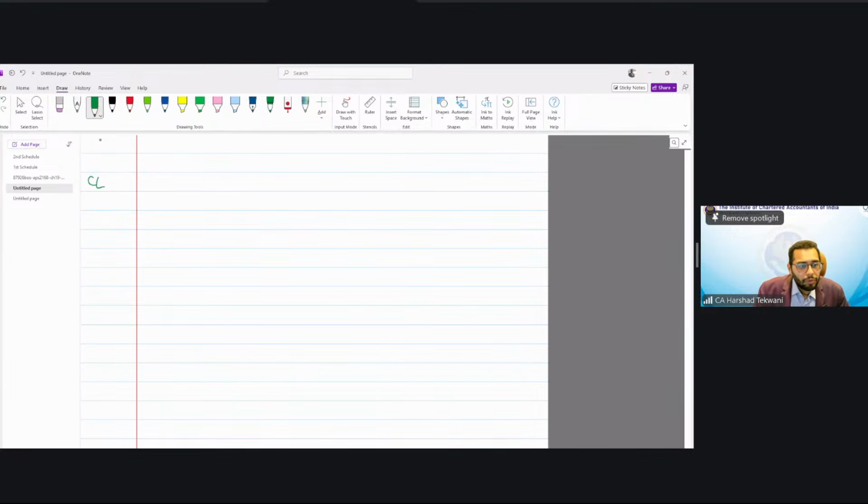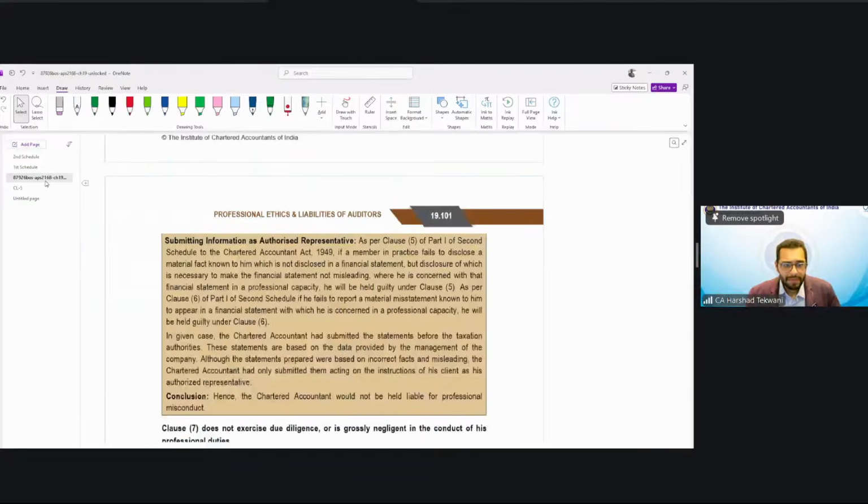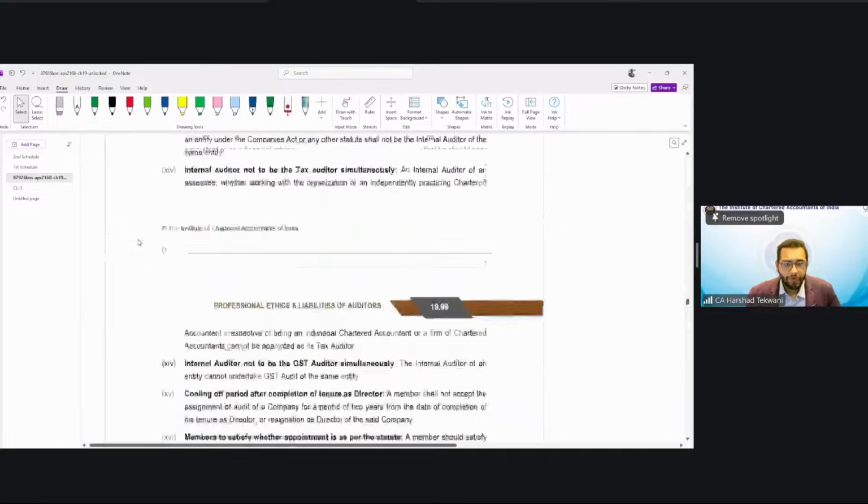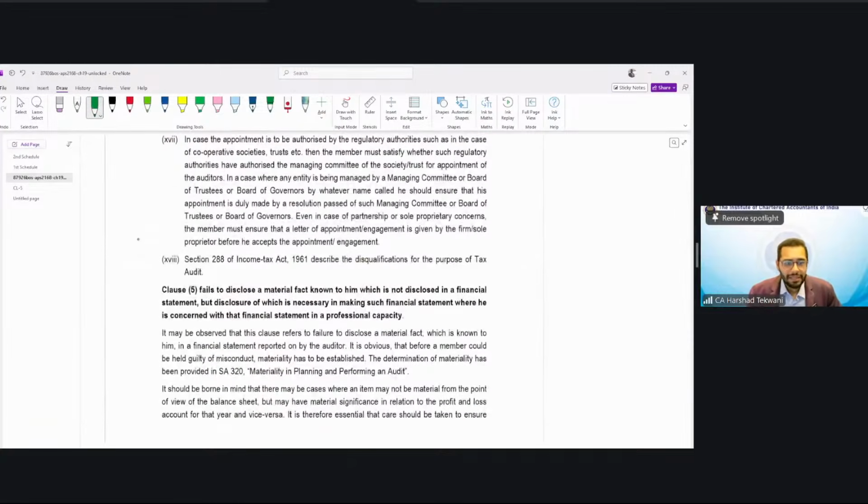Quick. So clause 5. Clause 5 talks about, and I'll take you to the study material also. Clause 5 talks about if a CA in practice fails to disclose a material fact known to him, which is not disclosed in the financial statement, but the disclosure of which is necessary in making such financial statement where he is concerned with the financial statement in a professional capacity. So we are talking about failing to disclose a material fact known to him. Okay, and the fact was necessary for the purpose of the financial statement.